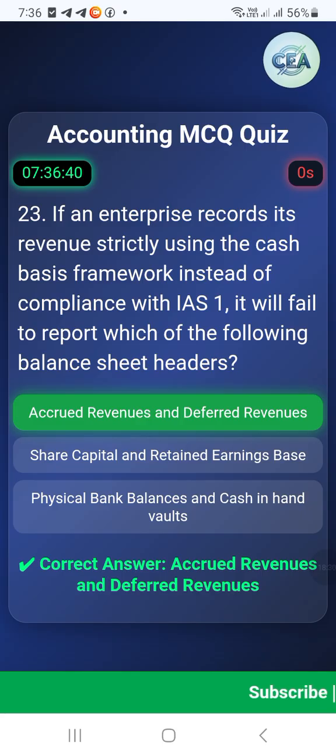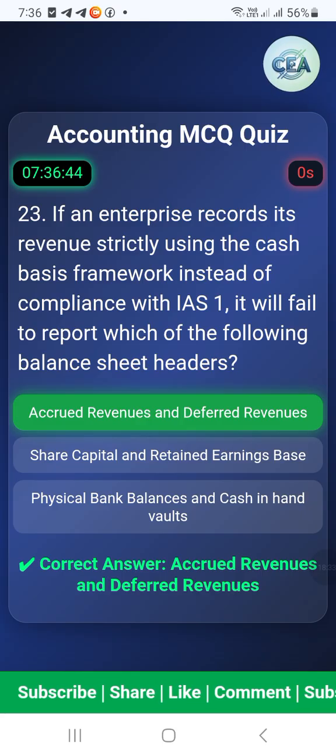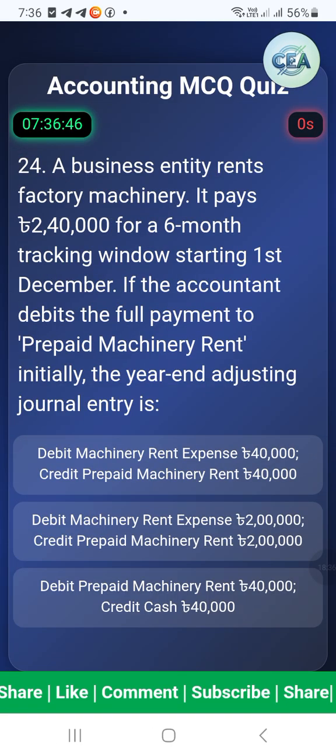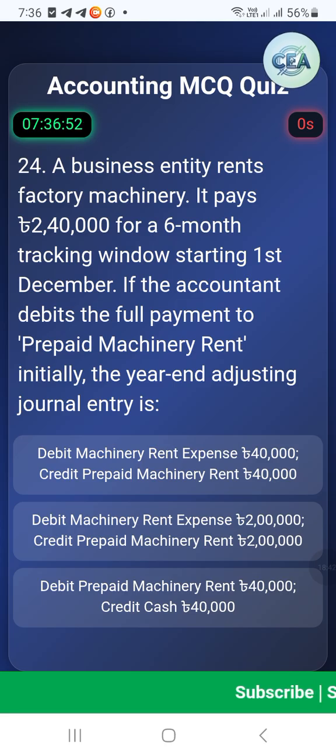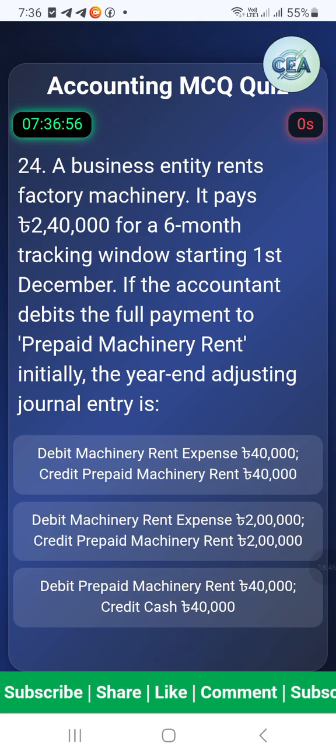Correct answer is accrued revenues and deferred revenues. 24. A business entity rents factory machinery. It pays 240,000 takas for a 6-month tracking window starting the 1st of December.